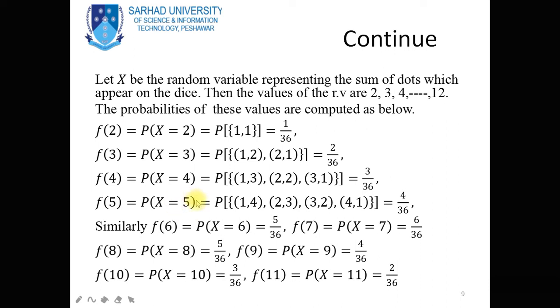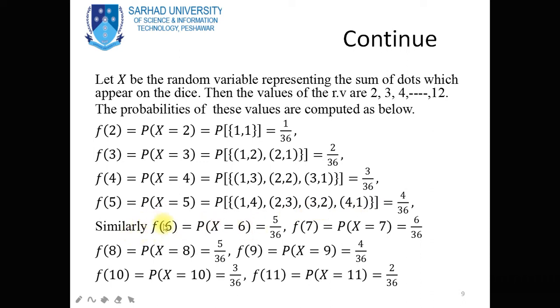Sum of darts equal to 5. In this case the probability function f of 5 is equal to the probability of the random variable X equal to 5. 5 means sum of darts equal to 5. So 1 plus 4 is 5, 2 plus 3 is 5, 3 plus 2 is 5, 4 plus 1 is 5. So in this case we obtain 4 outcomes, so the probability is 4 by 36.